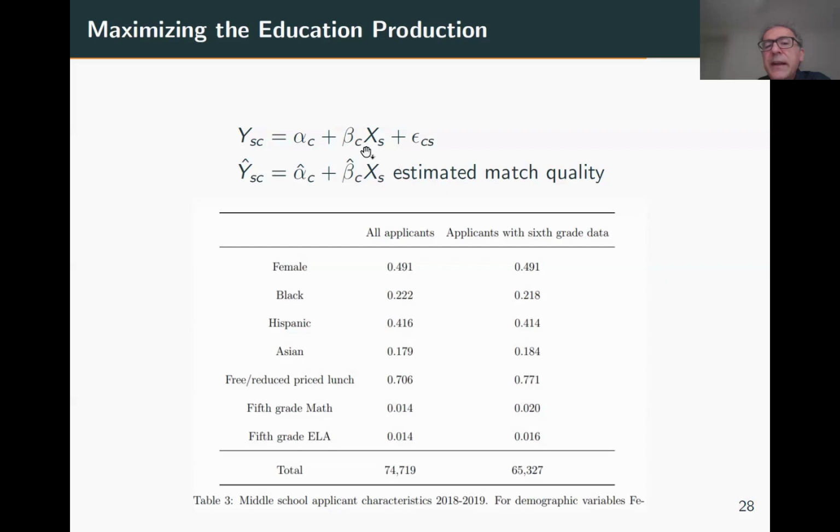What do we use here as X_S? These are the student covariates. This is the student's gender, the student's racial and ethnic background, income indicator. And this is incredibly important: baseline test scores. Baseline test scores make those models pretty robust in the VAM literature. When we do that, we get a predicted value for the match quality.